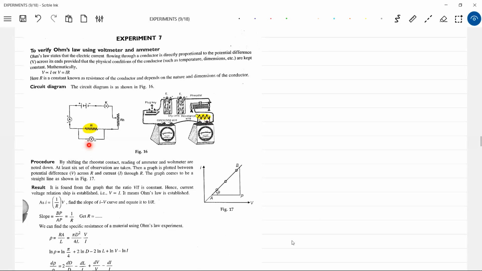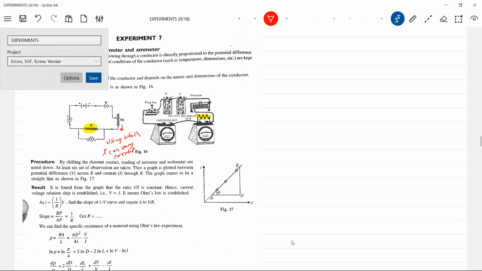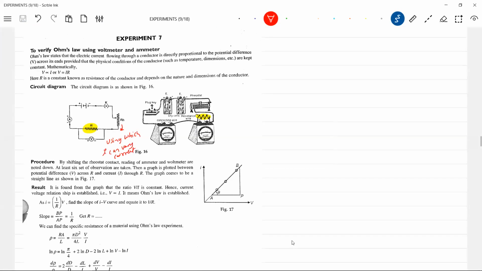By using a voltmeter, and there is a rheostat. By varying the rheostat, I can control the current. So what is the duty of this rheostat? I can vary the current. In the exam, it is a very simple thing. The rheostat used in the Ohm's law experiment with voltmeter and ammeter determines the current flowing through the circuit. So for different values of current, I can measure the voltage here.